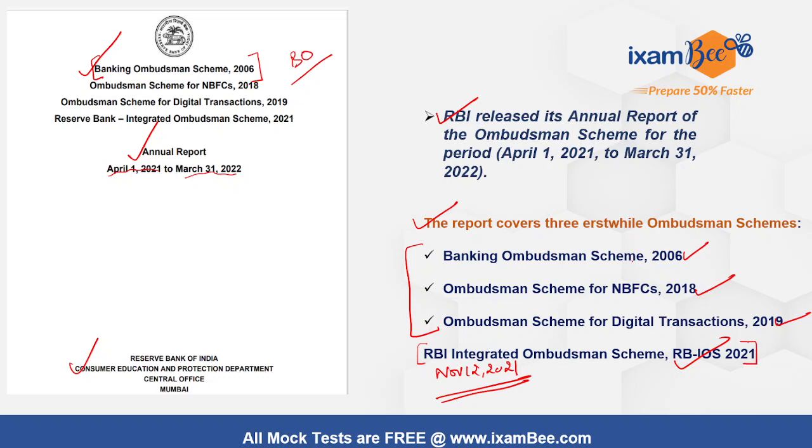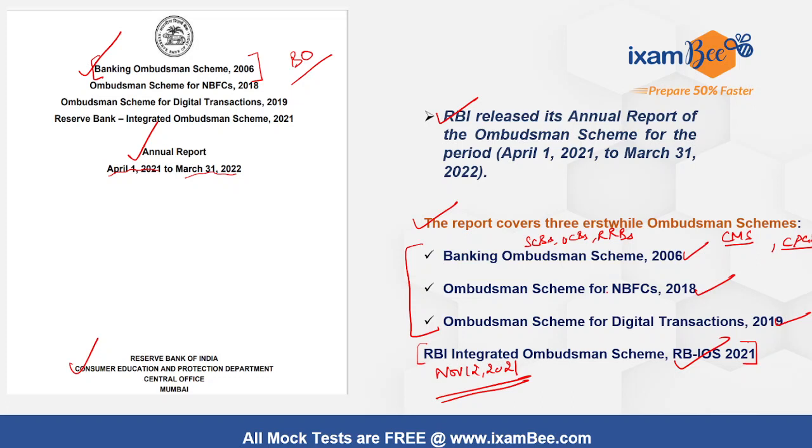This Banking Ombudsman Scheme 2006 was launched as an alternate grievance redressal mechanism, and the regulated entities covered under this scheme are scheduled commercial banks, urban cooperative banks and regional rural banks. The complaints were received through various channels like digital modes, including the CMS Complaint Management System portal, through emails, physical modes, and through CPGRAMS, that is Centralized Public Grievance Redress and Monitoring System.